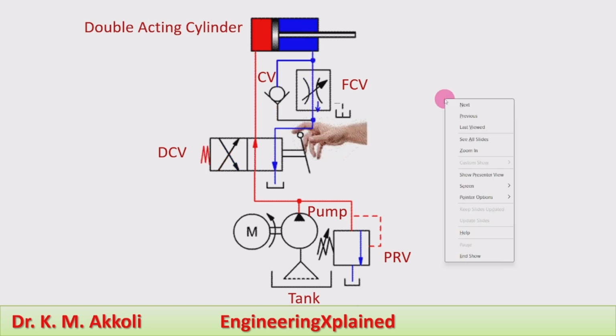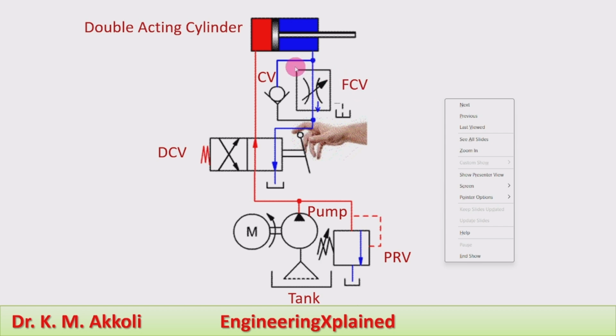When the direction control valve is in its right envelope, then fluid from the pump is connected to the piston end of the cylinder. Then the piston starts extending. At the same time, the fluid on the rod end side will be forced to come out from the cylinder, and it should be passed through the flow control valve.